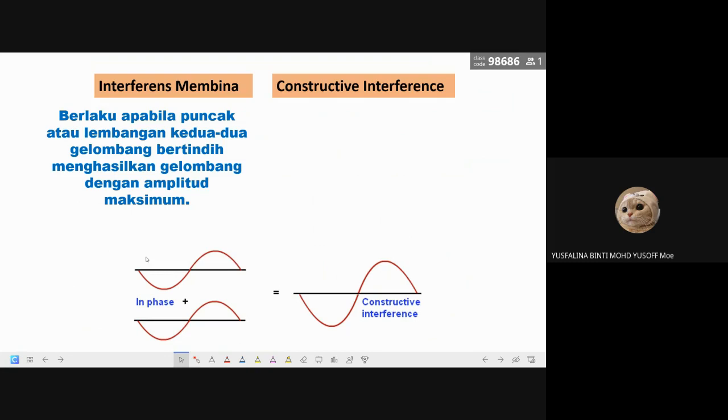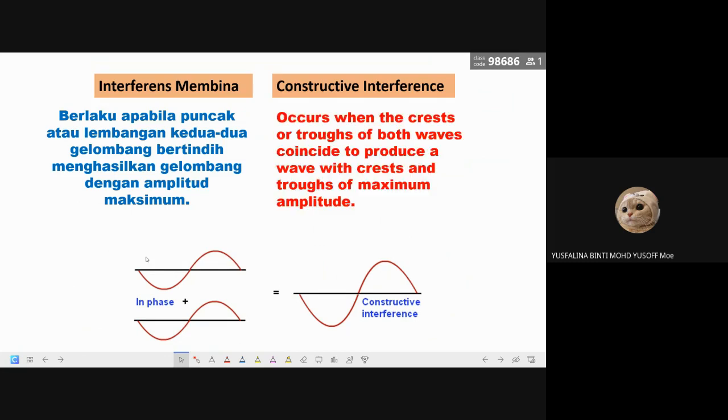So let's look at constructive interference. Constructive interference occurs when the crest or trough of both waves coincide to produce a wave with crest and trough at maximum amplitude. It just says that constructive is when crest meets crest or trough meets trough, and that produces the maximum amplitude. You can see they have the same phase, right? Trough meets trough, and crest meets crest.